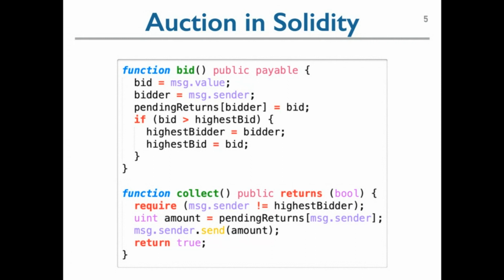And then there's a separate collection phase where bidders will collect their wins or losses from the auction. So here, the first thing is that you require that the sender is not the highest bidder, because the highest bidder will not get their bid back. They will get the Mona Lisa painting instead. And then you look up in the dictionary to see the amount that needs to be returned back to the bidder, and you send that amount back, and then you just return.